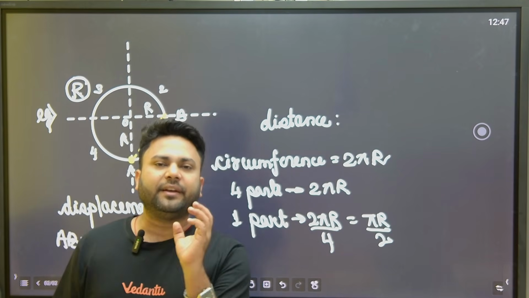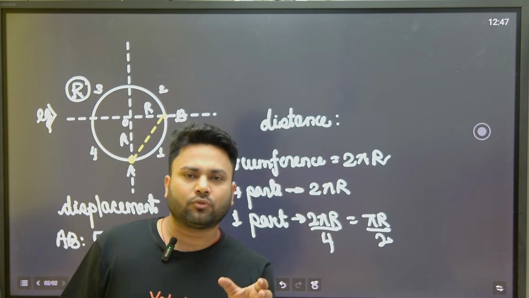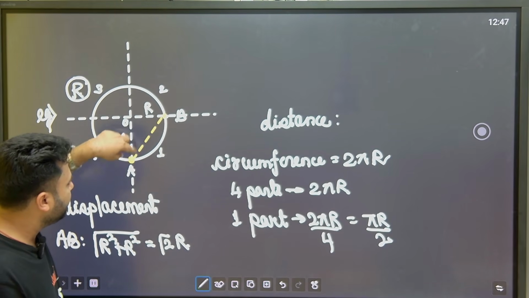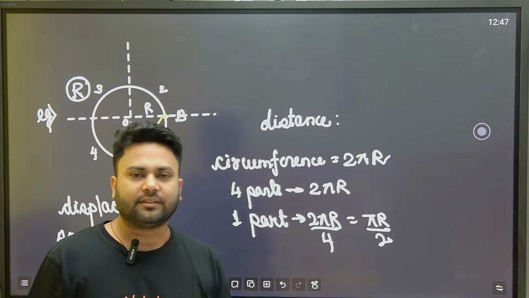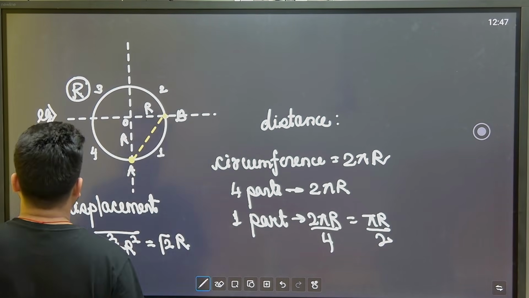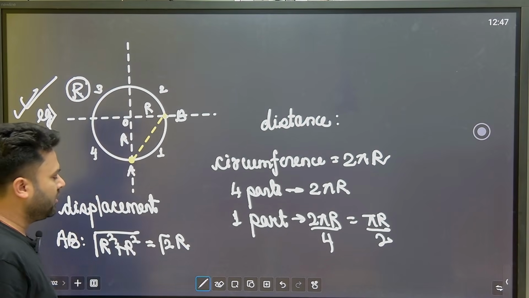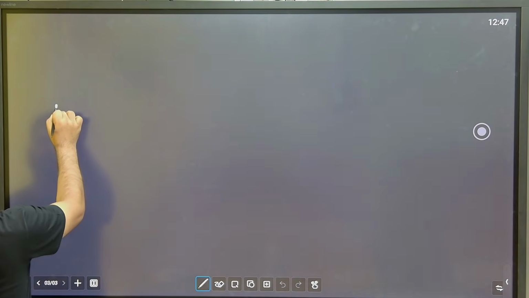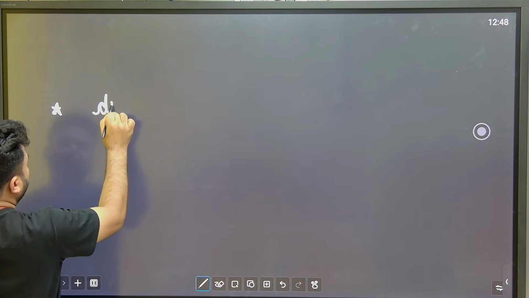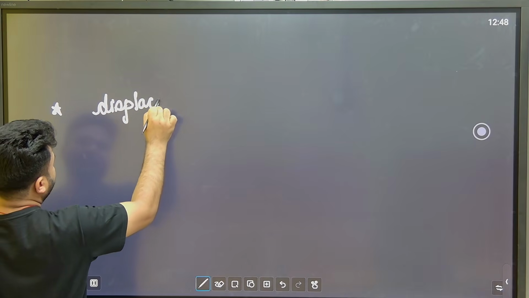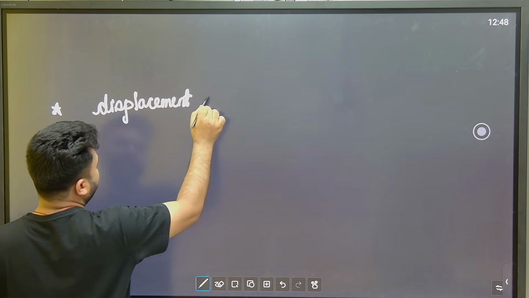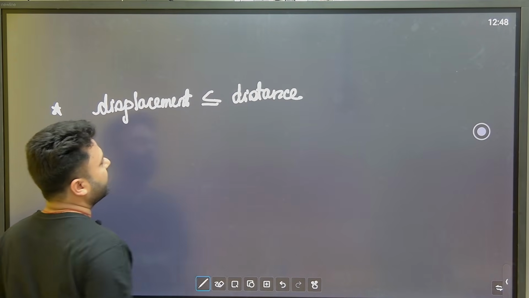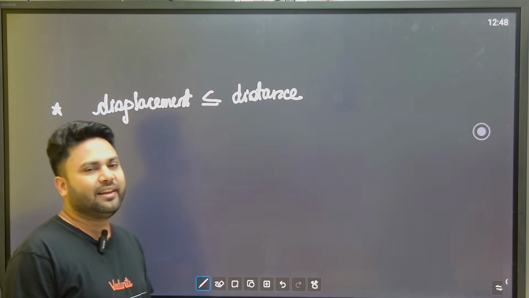So you should understand the difference between distance and displacement. For displacement, always remember initial point, final point. You join these 2 points, that will be the displacement. Correct. So this is important. Now remember this thing: displacement is always less than or equal to distance. Correct. Displacement will always be less than or equal to distance.